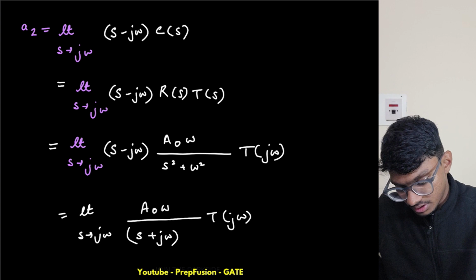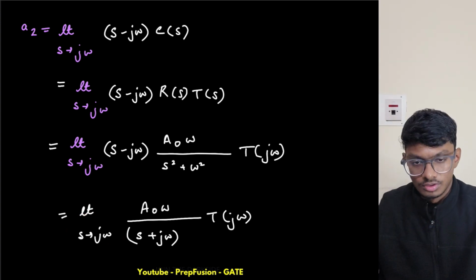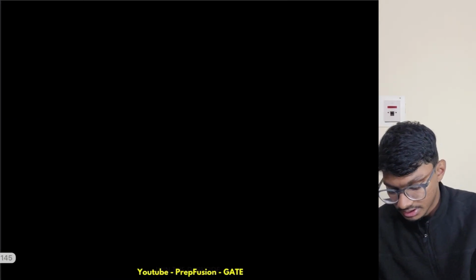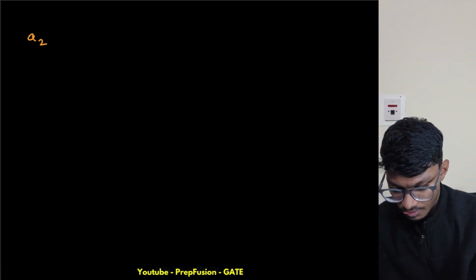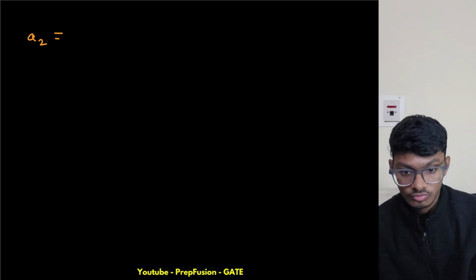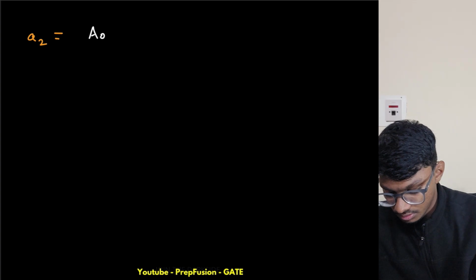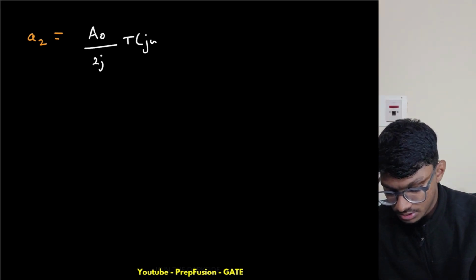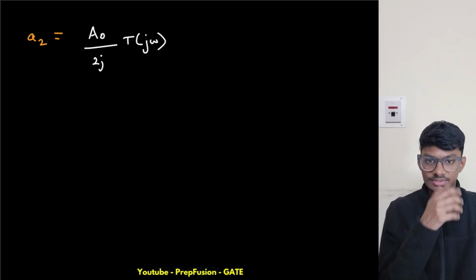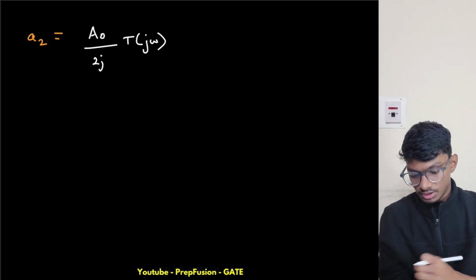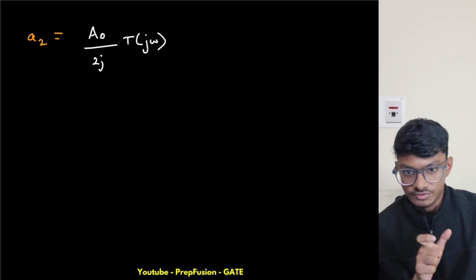Now I will simply put s equals j omega. What do I get? That will get cancelled out, and my a2 will be equal to E naught by 2j into T of j omega. Okay, so a2 is basically this one: E naught by 2j into T of j omega.